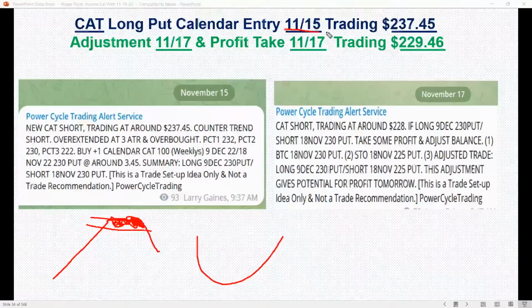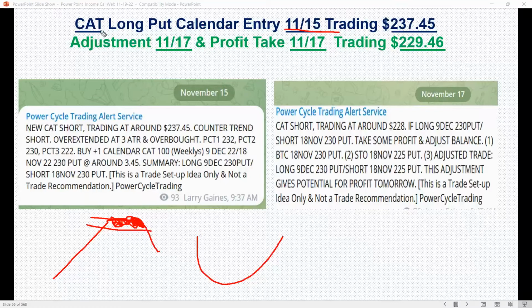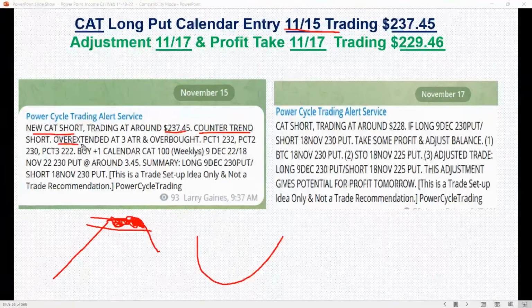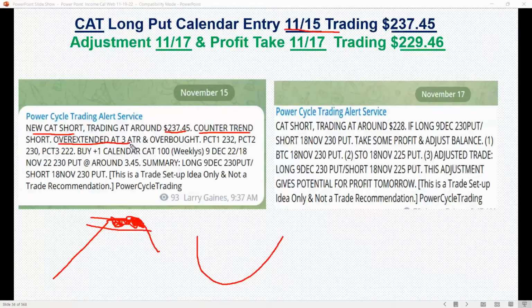So this trade we set up on the 15th, which was, I guess, Tuesday. And at that time, CAT was trading at 237.45. So we went out, and you can see here it says new CAT short. It was a counter trend trade at that point in time based on what we call overextended. It was into our 3 average true range of our indicator, very overbought.